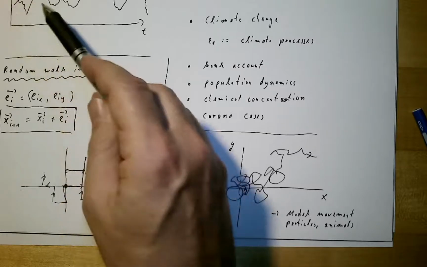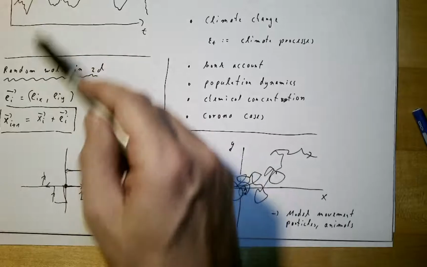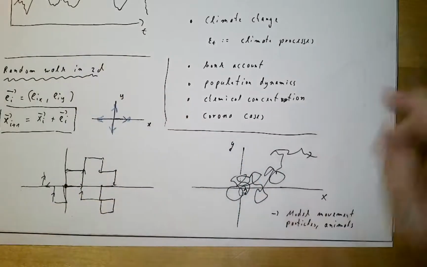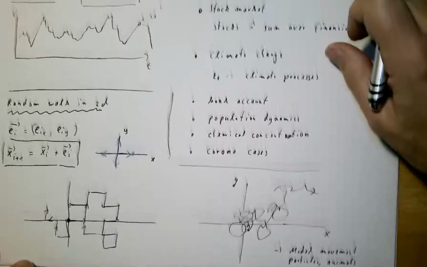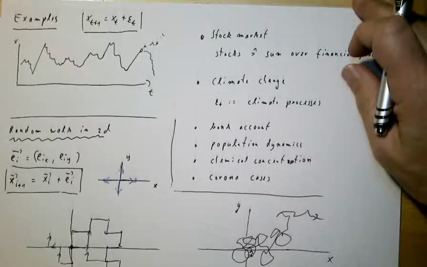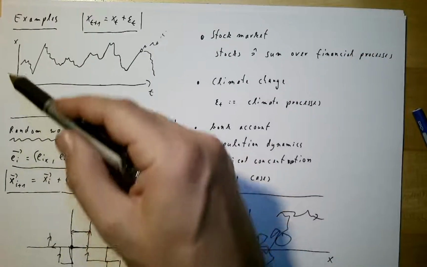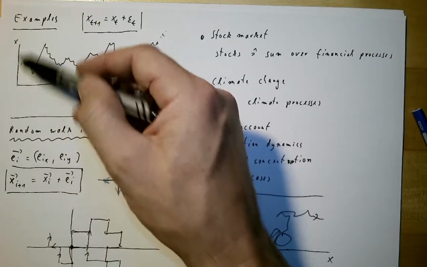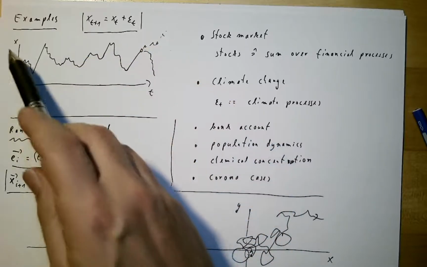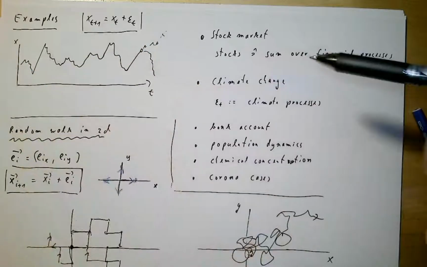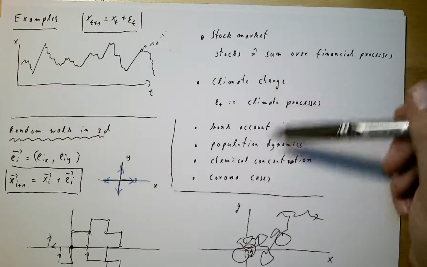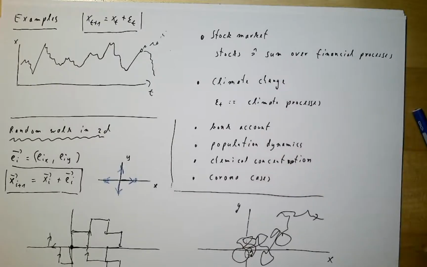And for the 1D random walk, this movement analogy is just in the name, but typically we don't model a real movement in 1D. Rather, this X is interpreted as something like the stock market, climate, temperature, and so on, bank accounts, and such state variables.